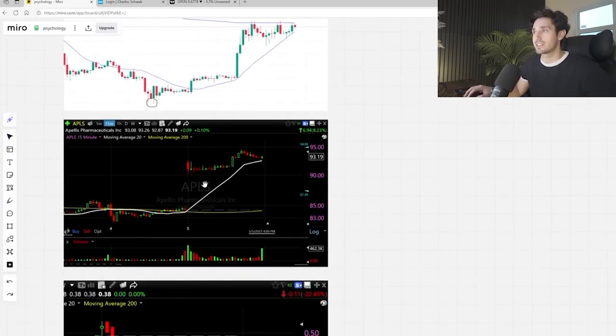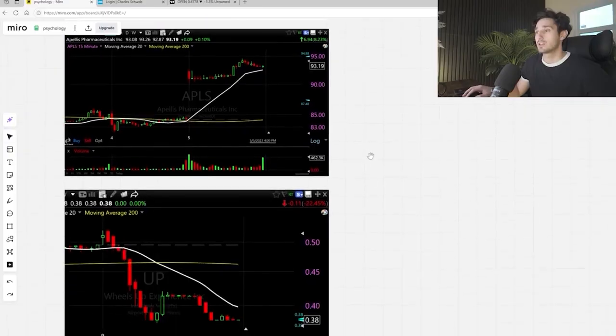Here's another really, really good example, right? On APLS, we moved down a little bit, and then we started to base into the rising 20-period moving average. I think this was on a gap up, which I'll talk about in a second. So this thing gapped up and then just consolidated. And really, really clean. Entry over the base, stop loss under the base, and you would have caught that move. Very, very nice. Let's move on.